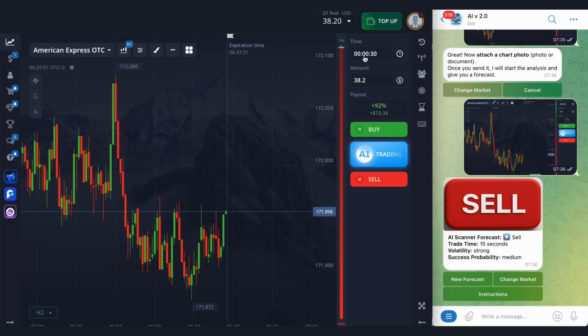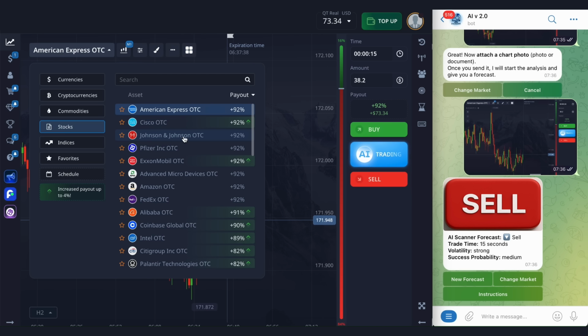Ladies and gentlemen, it's a 15-second sell. Setting my timer on 15 seconds and executing a sell order for this trade. All right, prediction is that this is strongly volatile, success probability is medium. 8 seconds left on the timer. 6 seconds left. 5 seconds. 4, 3, 2, 1, and here we go, ladies and gentlemen. That is another win. Nice and smooth.